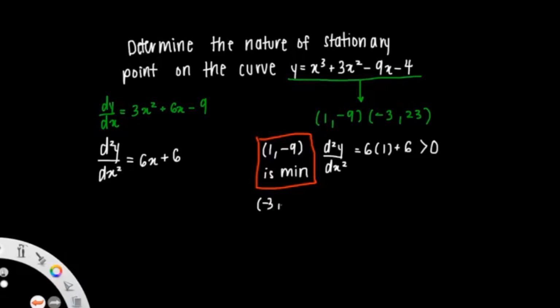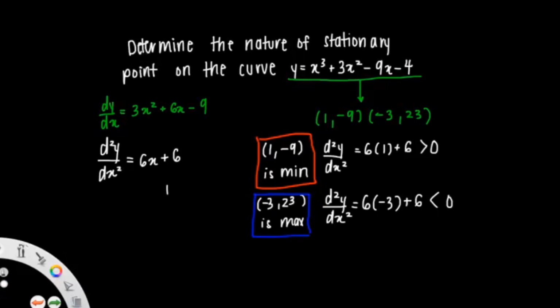So now the point (-3, 23), when you put x into the second derivative, that would be 6 times -3 plus 6, and the answer is smaller than 0. So the point (-3, 23) is a maximum point. If you were to sketch a graph, you just plot your stationary points and then connect them, and so your graph would look something like that.